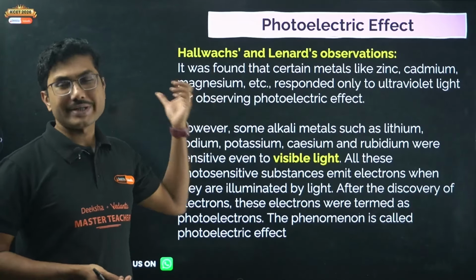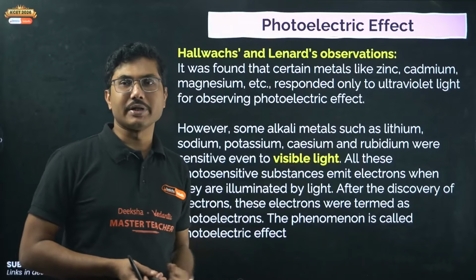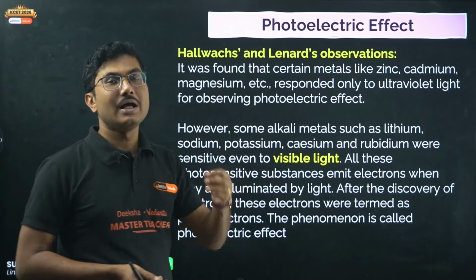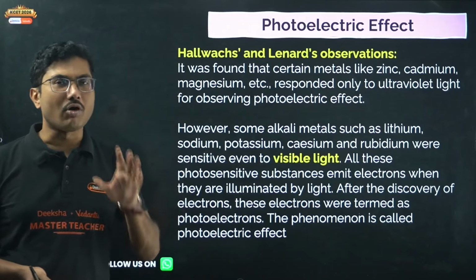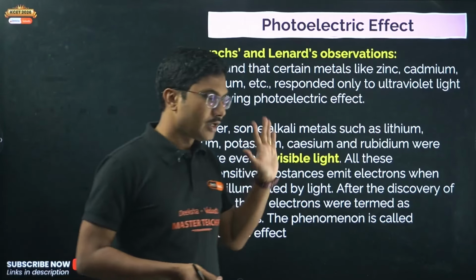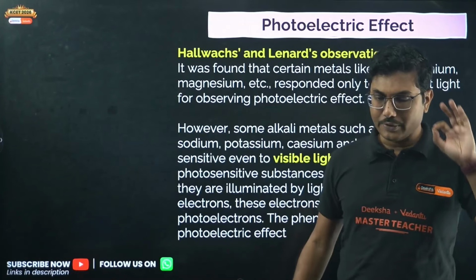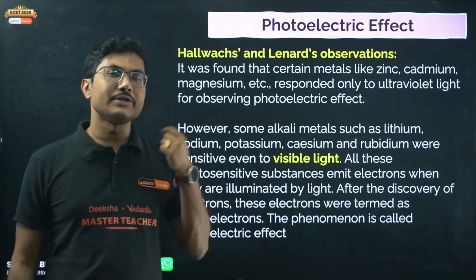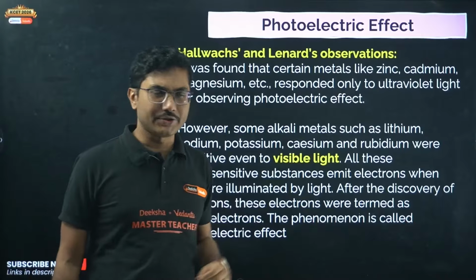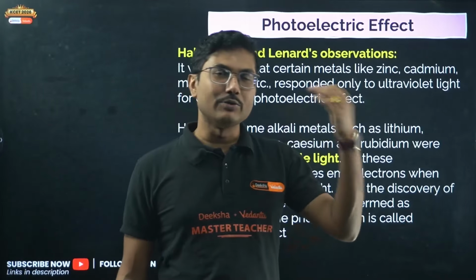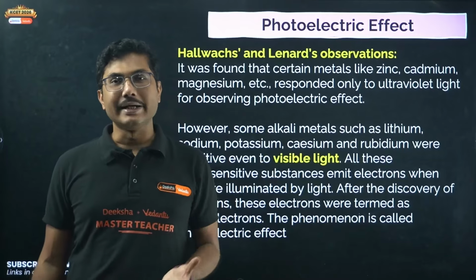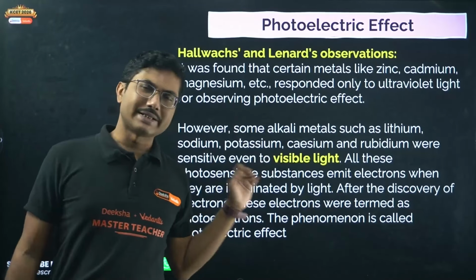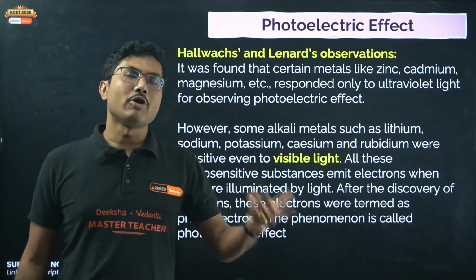Hallwachs and Lenard proceeded further with this experiment, and they observed that zinc, cadmium, magnesium, etc. give up electrons only for ultraviolet light. So something is weird here. If it is a photoelectric effect, any light should give it, because if it is just the transfer of energy, like heat energy, when you heat the object, the electrons get heated up, start vibrating and come out. That is the basic process. If the same thing is happening with light, why only ultraviolet light?